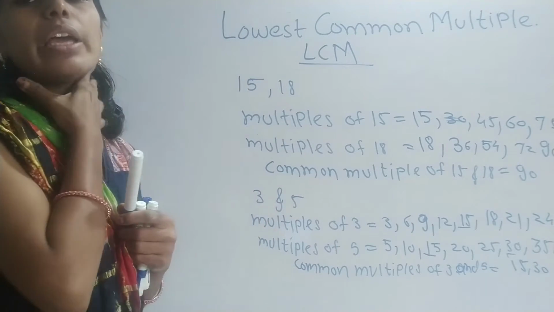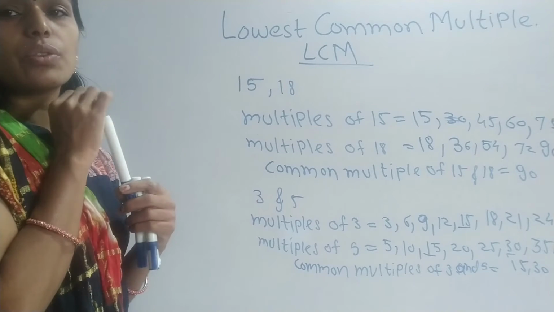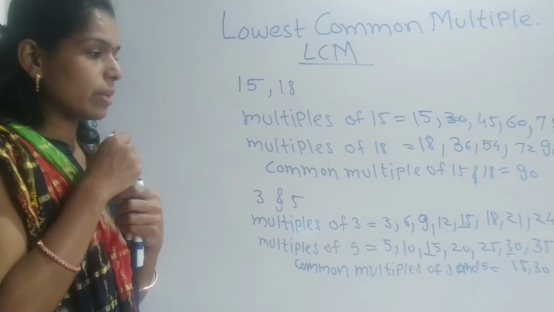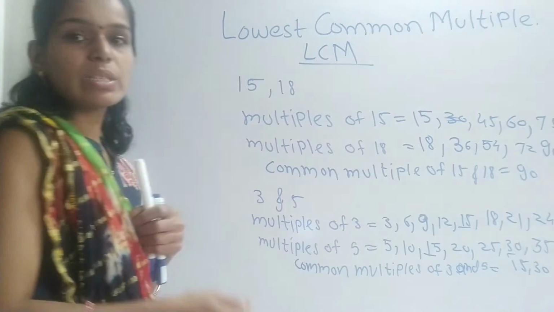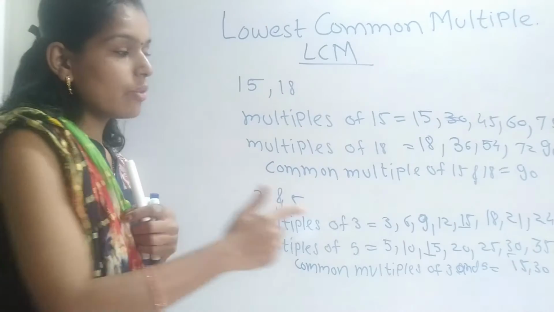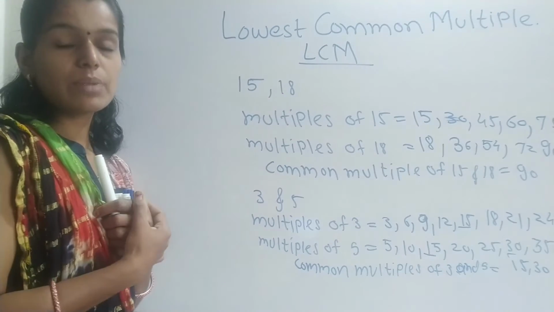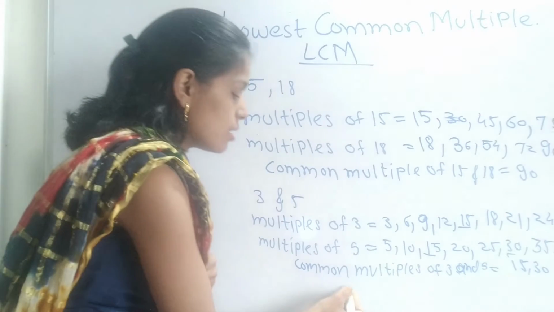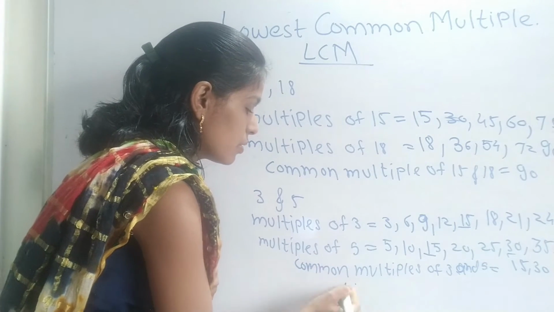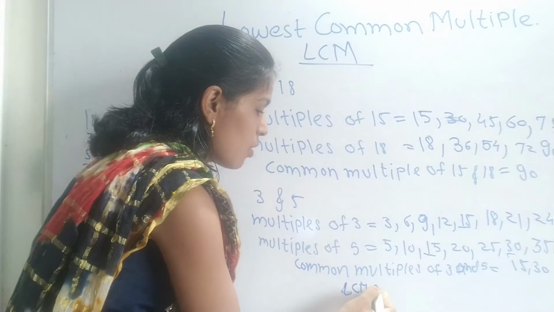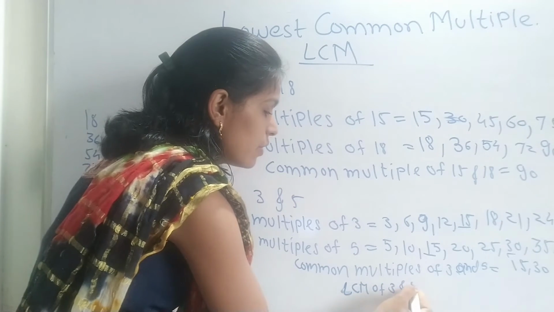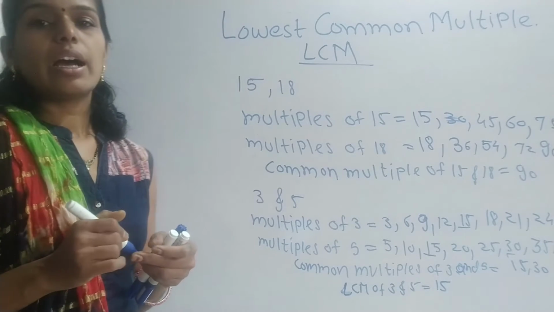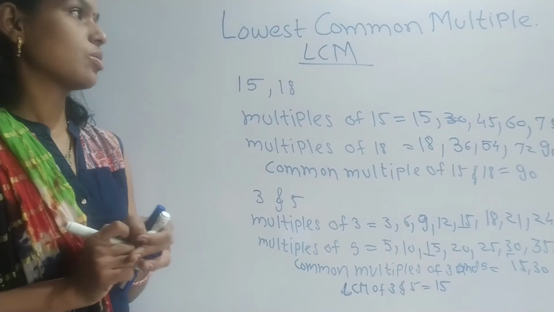Okay, now we have to choose the lowest of the common multiples. Which is the lowest here? This means the smallest value of the common multiples. We observe 15 is the smallest value of the common multiples. So 15 is called the LCM of 3 and 5, that is, LCM of 3 and 5 is equal to 15. Got it? I hope you understand what the lowest common multiple is.